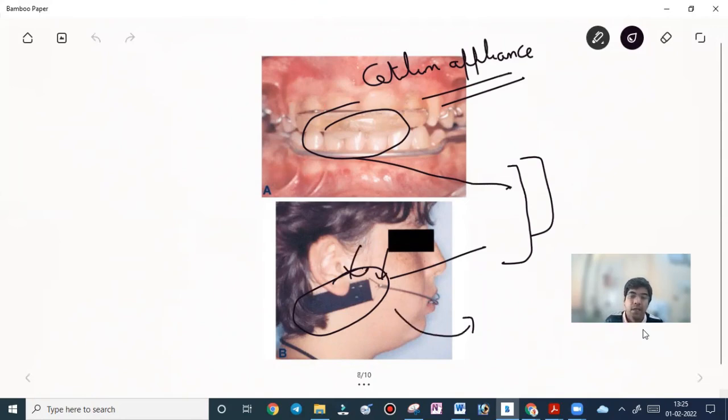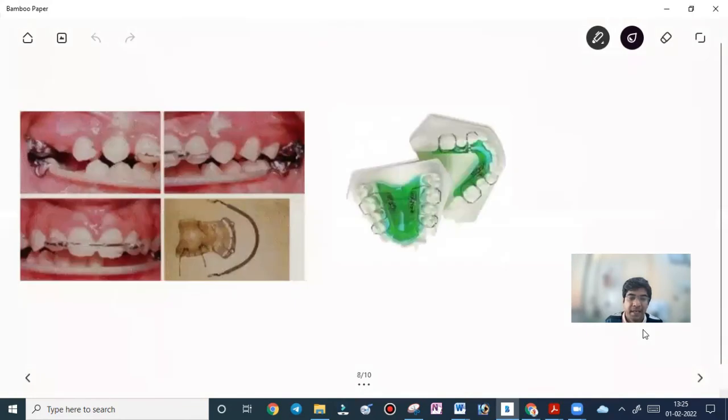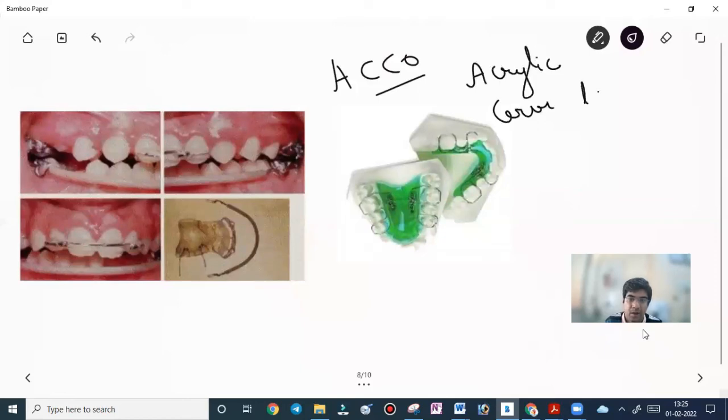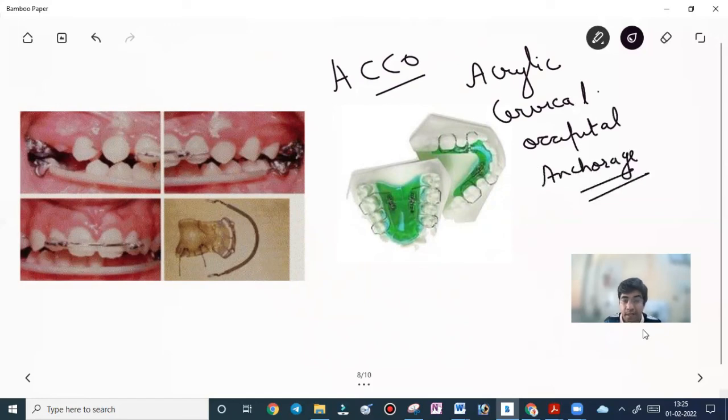Another appliance that is used for molar distalization is ACCO, that is acrylic cervical occipital anchorage. It is again a removable acrylic appliance that is used in conjunction with the headgear to effect the distal en masse movement of the buccal segment.